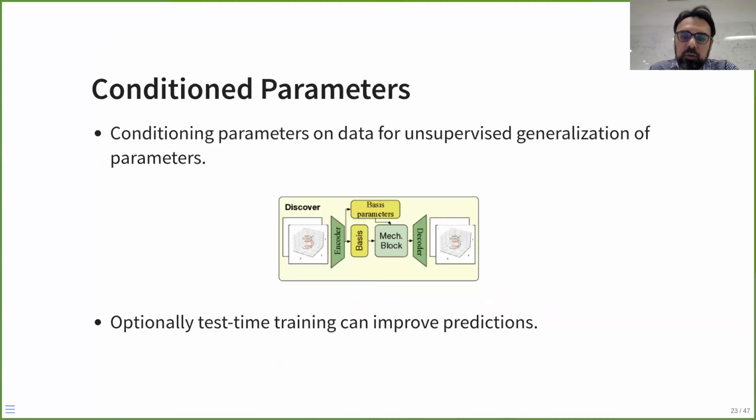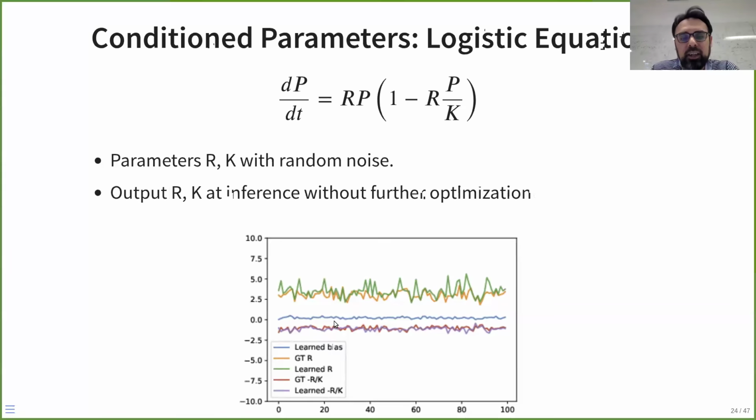Then I learn this model with conditioned parameters, meaning the network that predicts the R and K depends on the data. And then at test time, I just look at the values. So it's not completely random. It shows how it is correlated with the true parameters. You can improve this by doing test time training. So I just wanted to include this to show another example of this. I have not developed this approach further, but this is something that you can do if you're interested.